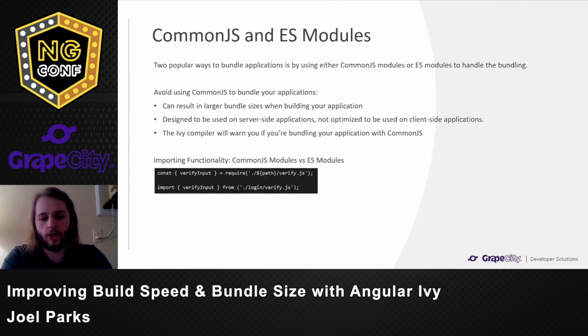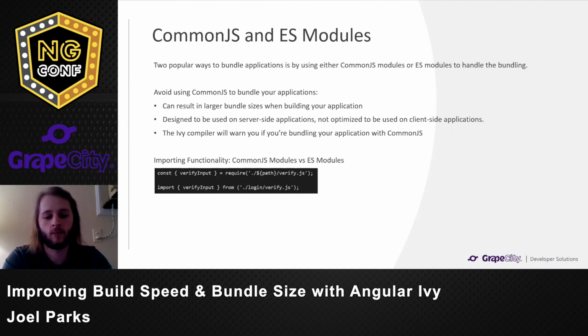One other thing that should be noted is that if you are using CommonJS to bundle your applications, Angular will now throw a warning when building your application using Ivy. The reason for this warning is that using CommonJS modules can result in larger bundle sizes when performing a production build. This is because CommonJS was designed to be used on server-side applications, meaning it was not properly optimized to run on client-side applications. If you're still using CommonJS, it's recommended that you switch to using ES modules to bundle your applications.